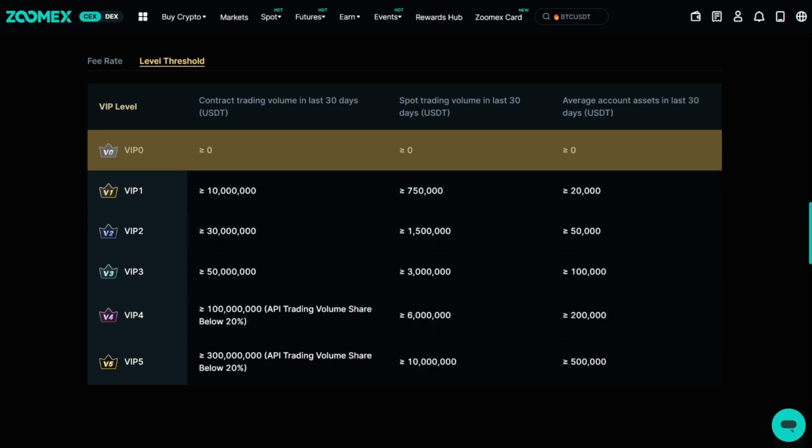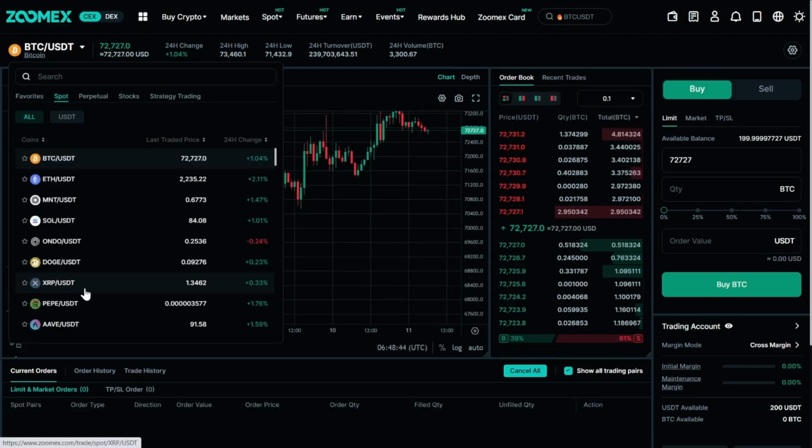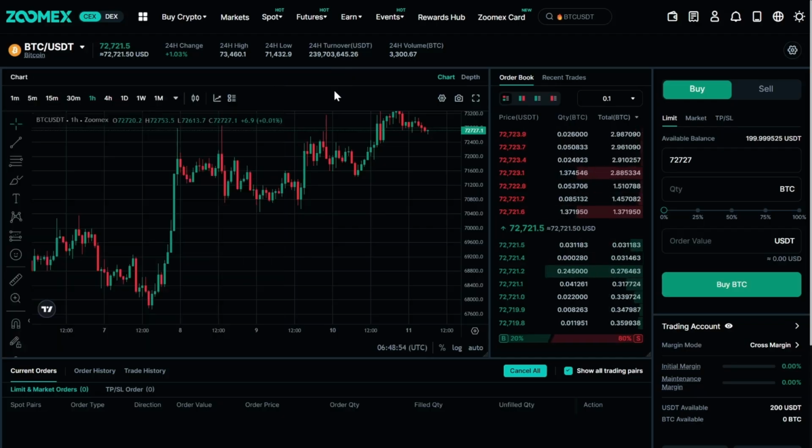Now that we understand the spot trading fees on Zoomex, we can head to spot trading. This is the spot trading dashboard on Zoomex. On the top left is where we can choose the tokens that we want to trade. For this tutorial, we are going to stick to Bitcoin.